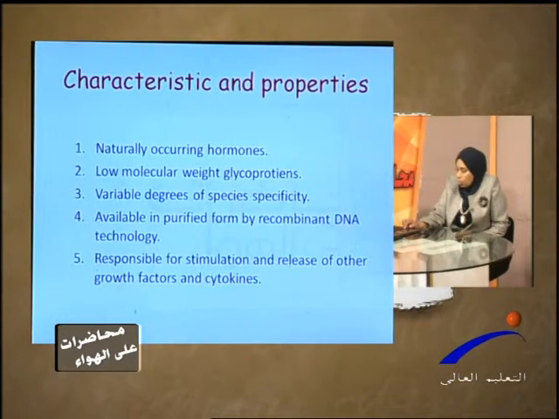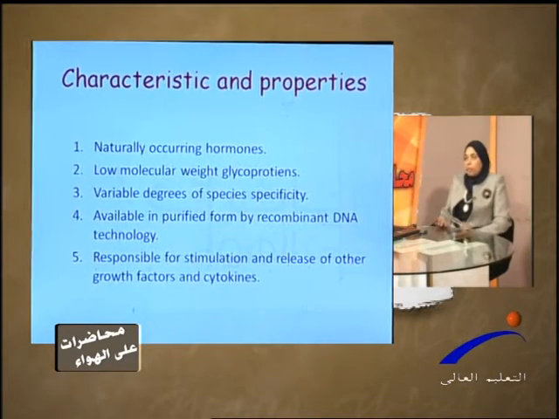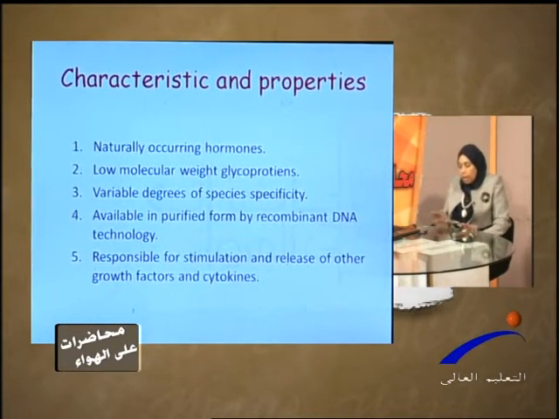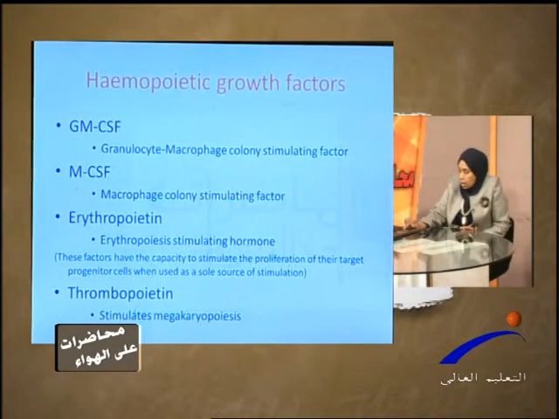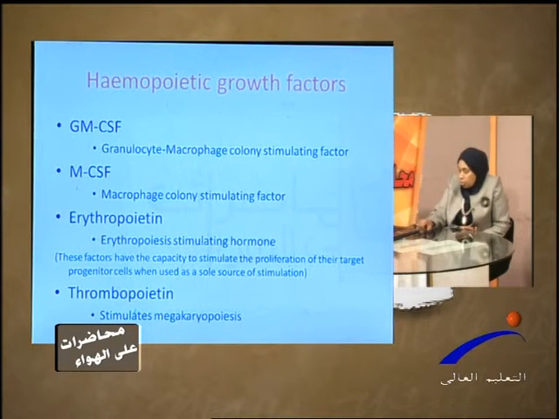What are the characteristics of these growth factors? They are naturally occurring hormones, with low molecular weight and a variable degree of specificity. As I mentioned, we have interleukin 3, which is a pan-hematopoietic growth factor. It can stimulate all kinds of blood components and blood elements that we know. Okay. I mentioned this before: erythropoietin stimulates erythropoiesis, and thrombopoietin stimulates megakaryopoiesis.